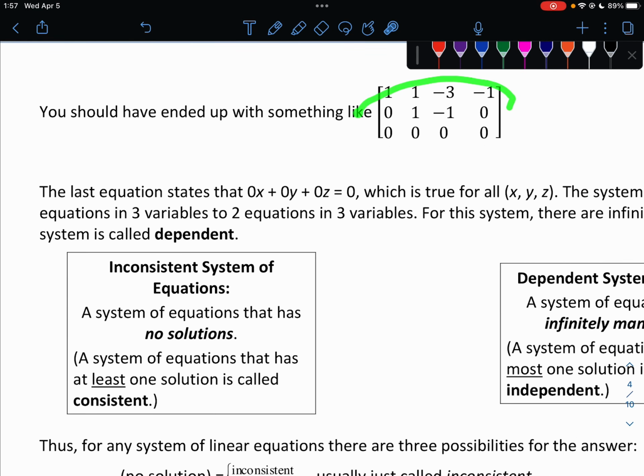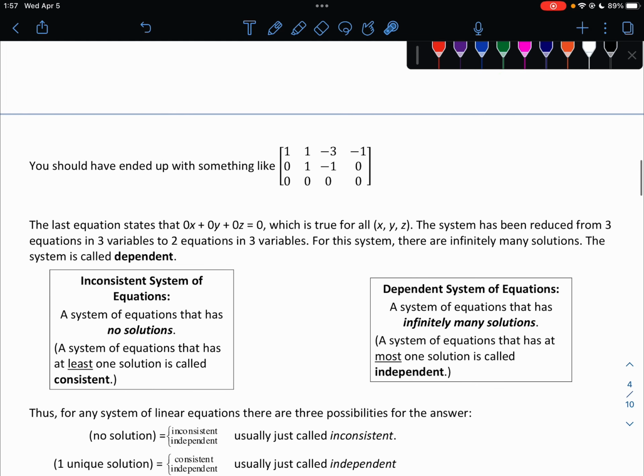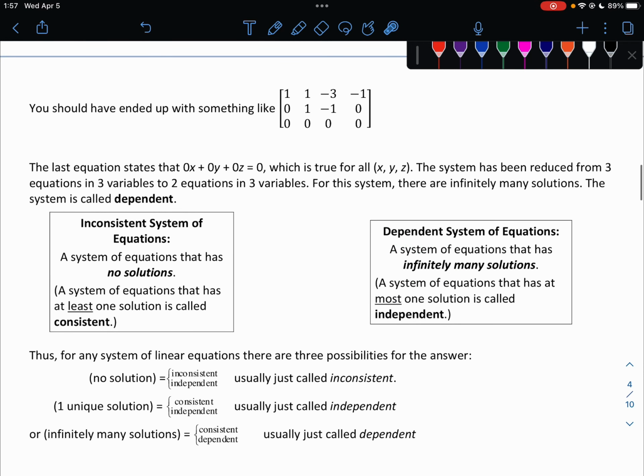So we should get something like this, which we did. Okay, it's not exactly the same, but it's similar because we get this bottom row here, which is true for all x, y, and z. Okay? For this system, there are infinitely many solutions. We call this dependent. So inconsistent means no solutions. Dependent means infinite. And then there is one more kind, the one we've been doing for the last day here. If you have one solution, we just call that an independent system.